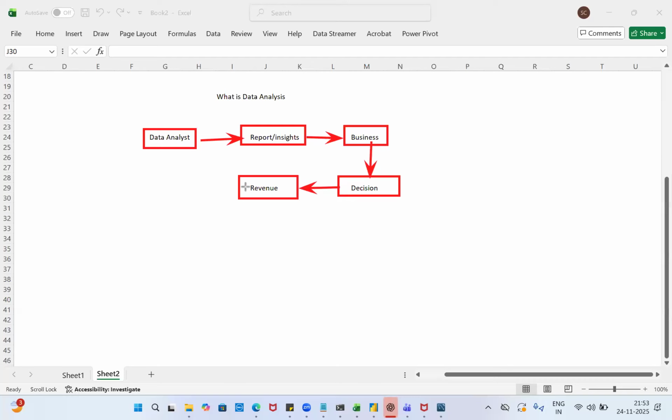A proper revenue or profit will always help a data analyst as well. See, if our business is in profit, we are also in profit, right? We might get hikes, we might get salary and all. Yes or no? So, a data analyst is a person who is building reports and insights for the business. Through that, the business is getting revenue and we are also getting a good package, right? Clear what a data analyst is doing in real time? Clear, guys? Clear. Yes.